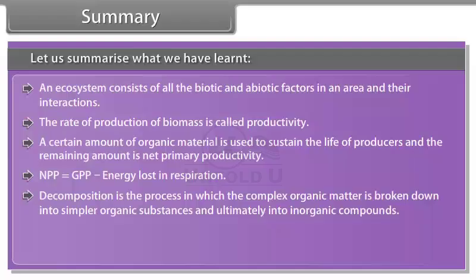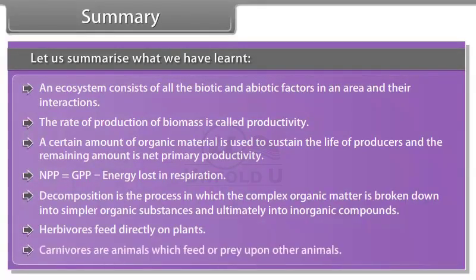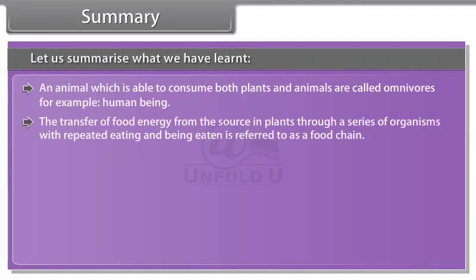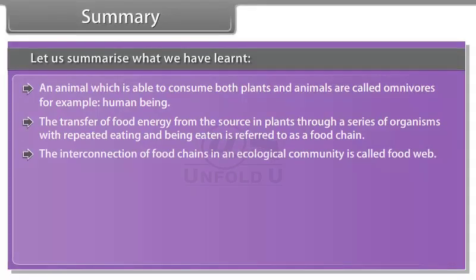Herbivores feed directly on plants. Carnivores are animals which feed or prey upon other animals. An animal which is able to consume both plants and animals is called an omnivore, for example, human being. The transfer of food energy from the source in plants through a series of organisms with repeated eating and being eaten is referred to as a food chain. The interconnection of food chains in an ecological community is called food web.